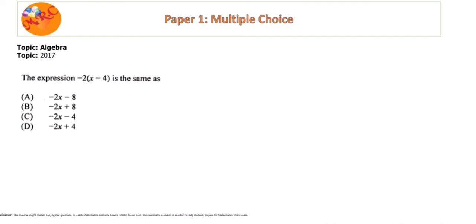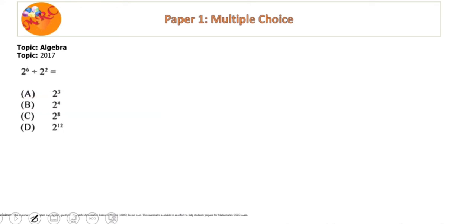Alright, the expression -2, open bracket, x minus 4, is the same as, let's expand. It's -2 times x, which is -2x, and -2 times -4, which is +8. So which of them? Is it A, B, C, or D? It's definitely B. These are nice questions, solid questions.